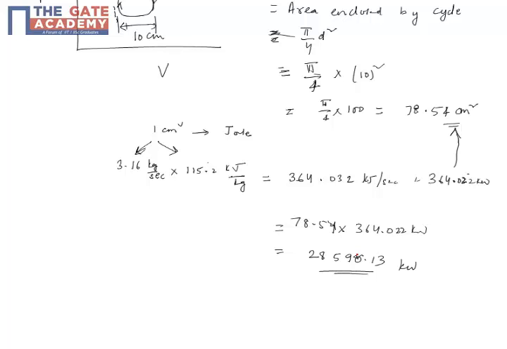What you need to know is that the work done in a cycle is the area enclosed by the curve, and that is pi by 4 d square, and you have multiplied that. Now they have given a different scale for representing 1 centimeter. So if you multiply those two units, 1 centimeter on the mass scale and 1 centimeter on the work done per mass scale, 1 centimeter represents 364 kilowatts. So now how much will 78.54 represent? You have to just multiply and get the answer. So 28590 kilowatts. Thank you.